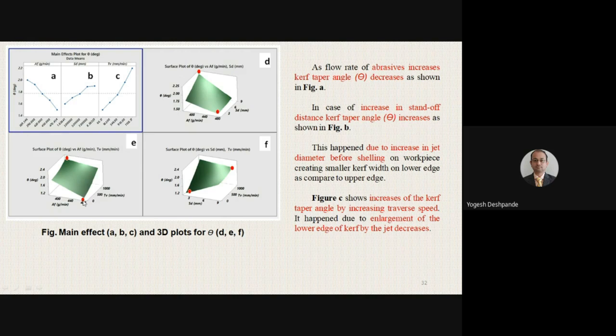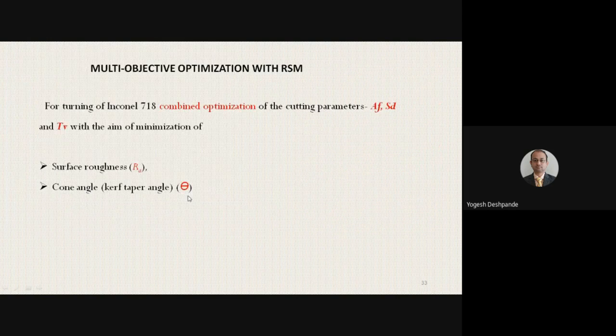Looking at the second diagram, at the bottom point, the value of theta is very low, meaning it is achieved at high flow rate and low travel speed. Similarly, here also the value of theta is low, meaning the standoff distance is low and travel speed is low. In this way, these points and interaction plots can be studied.